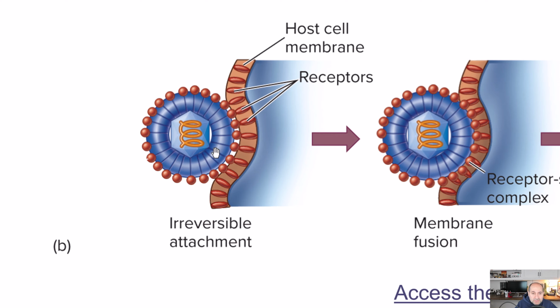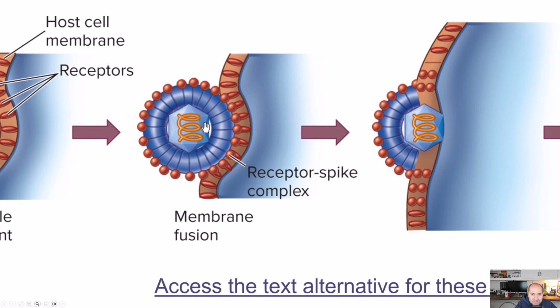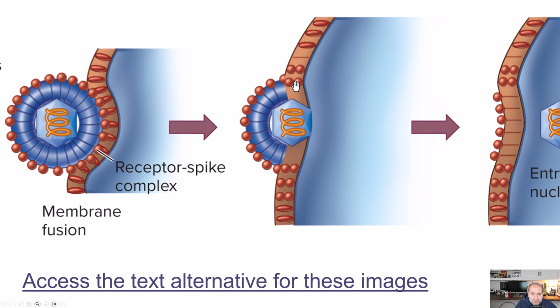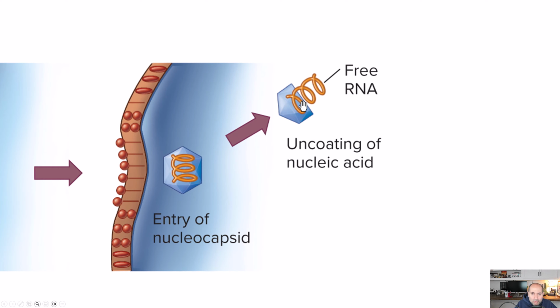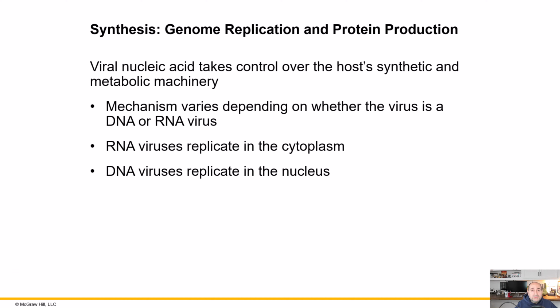Here is an example of penetration of an enveloped virus. This is an enveloped virus. You have the nucleocapsid in the center and the envelope on the outside. The enveloped virus attaches with its spike proteins to specific receptors on the host membrane. This causes the envelope to fuse with the plasma membrane of the host, releasing the nucleocapsid inside of the cell. And subsequently, the DNA or the RNA genome will free itself from the capsid coat, and this is known as uncoating. Following uncoating, the genome can direct the cell to synthesize or make parts of the virus.